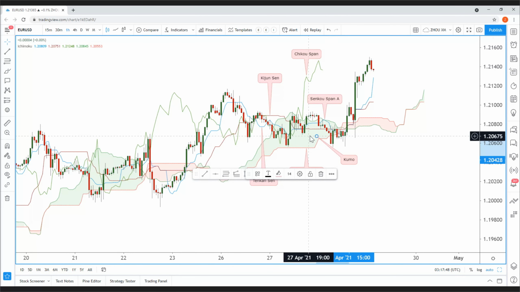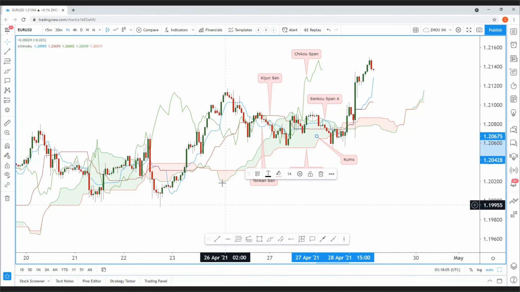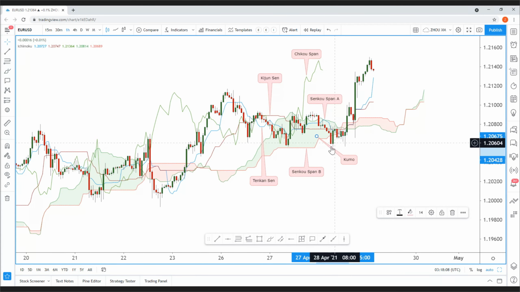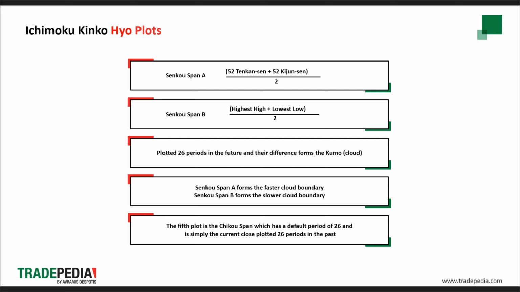The cloud will form, and if the leading Span B is above leading Span A, the cloud will become red in color. You can see here, let me just take away all this. If Senkou Span B is above Senkou Span A, the cloud will be red. However, if Senkou Span A, this line, is above Senkou Span B, then there will be a green cloud. So this is basically it for our Ichimoku cloud components.